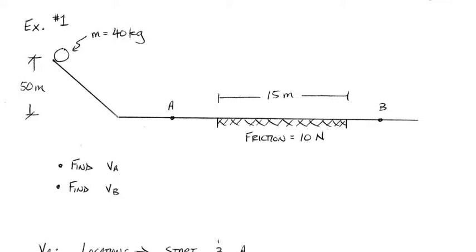If we look at this example, we have a 40 kilogram mass ball that is located on top of a 50-meter high ramp. There's two things we want to find out. At point A, what would the object's velocity be? And after traveling over this 15-meter long section of friction, what would the velocity be at B?